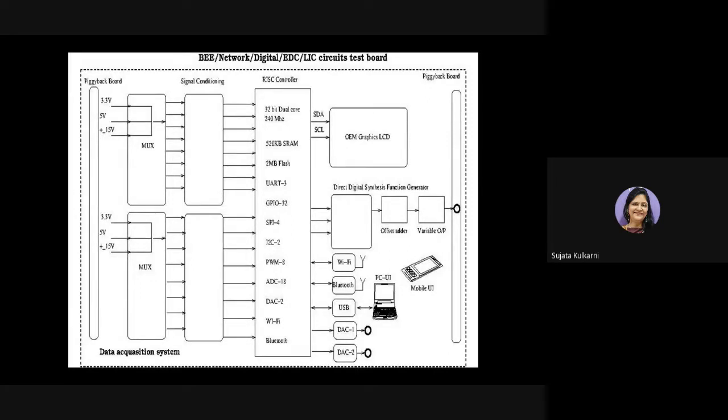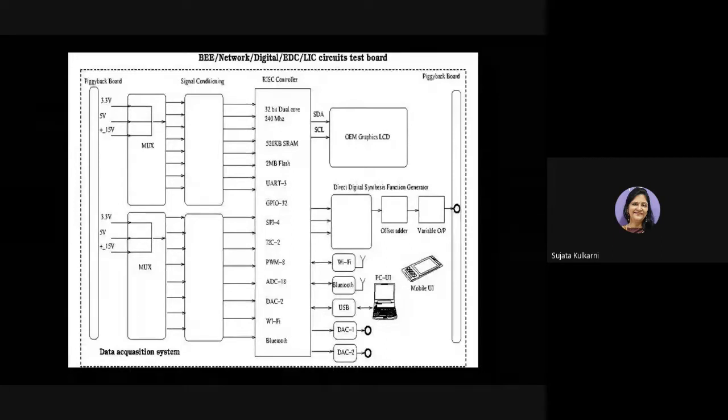Then about the inputs. Since the inputs are coming from analog as well as digital circuits, the signals coming from various experimental boards could be 3.3 volts, 5 volts, or between plus 15 to minus 15 volts. So that is your problem. The voltage could be anywhere from 3.3 to 15 volts or minus 15 volts. So the most challenging part here is the signal conditioning.